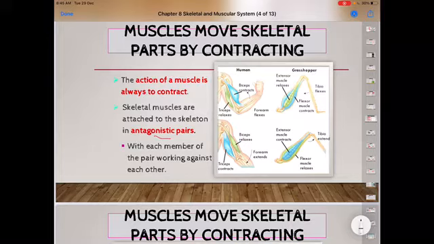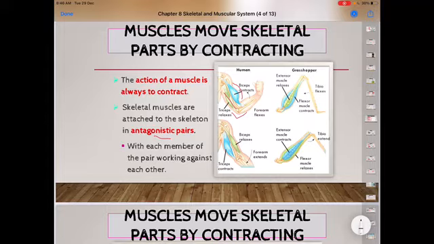Okay, how does muscle move the skeletal part? The main point is that when muscle does contraction in order to produce movement, it must be done in antagonistic direction. For example, when we flex an arm, the bicep muscle contracts, but at the same time its pair, which is the tricep, is relaxed. Okay, that is the meaning of antagonistic action.